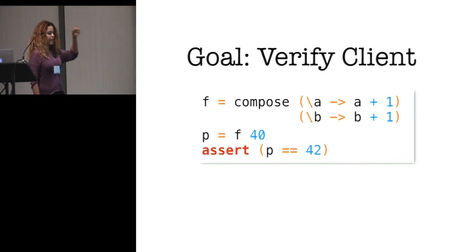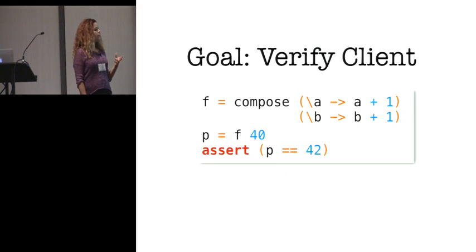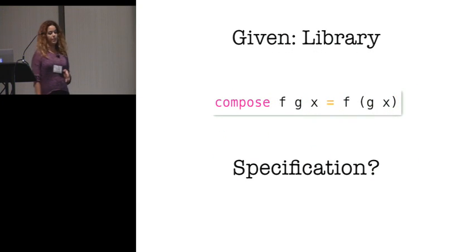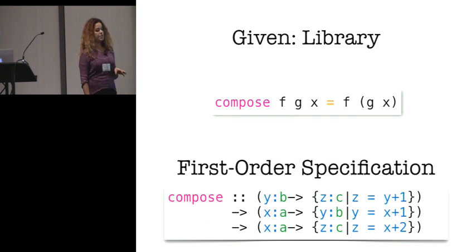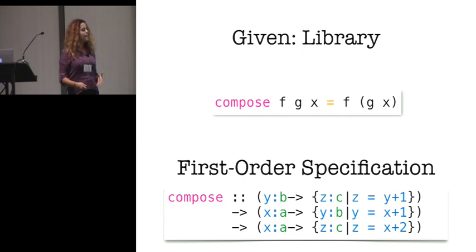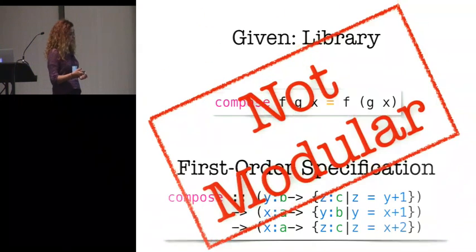As an example here, I tweak my client, and instead of using increase twice, I create my increase twice function by composing two functions, both of which increase their argument by 1. And now to verify my assertion, I need to give an appropriate specification to my compose function. As a first attempt, I can give compose a first-order specification that says exactly my requirements: if I give compose two functions that increase their argument by 1, then I get back a function that increases the argument by 2. But of course, this specification constrains compose to only accept functions that increase their argument by 1. So I don't like the specification because it's not modular.